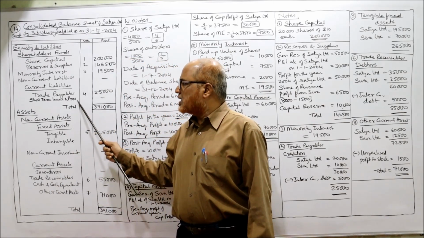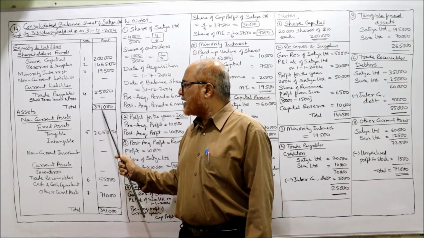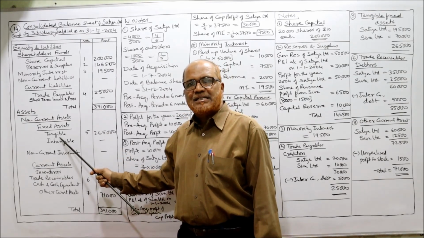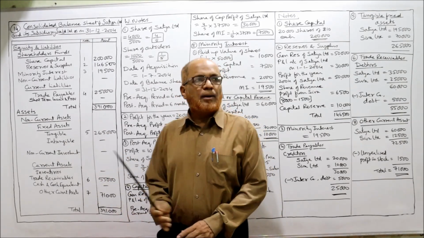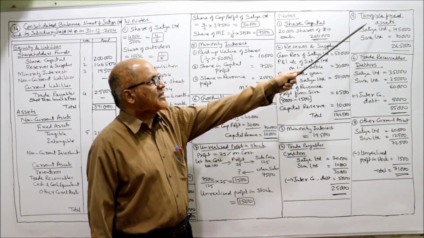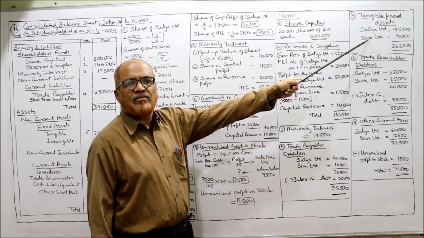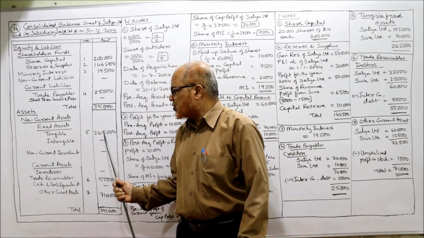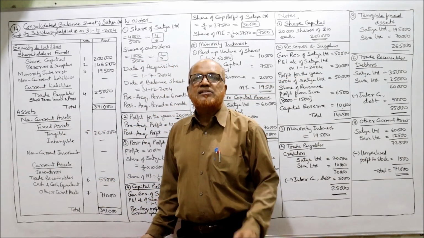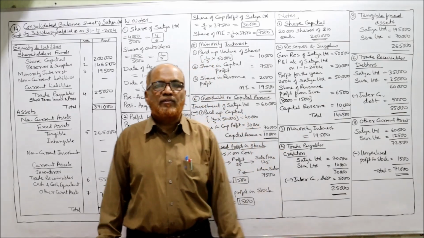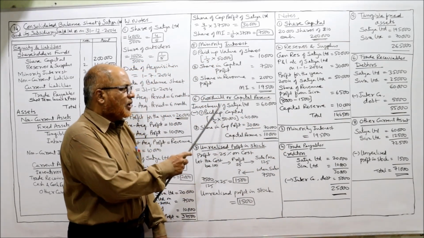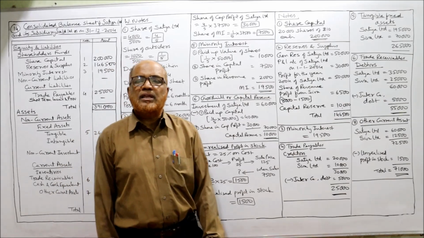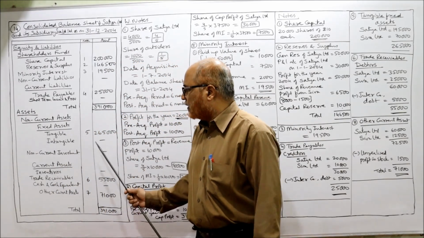There are no short-term loans and provisions. Total of the liabilities is 3,91,000. Now come to the asset side. Tangible fixed assets, number 5. Satya Limited and Shiva Limited add up together, no adjustment: 2,65,000. Intangible asset, goodwill. But we don't have goodwill. We got a capital reserve, we didn't get goodwill. So no goodwill at all.